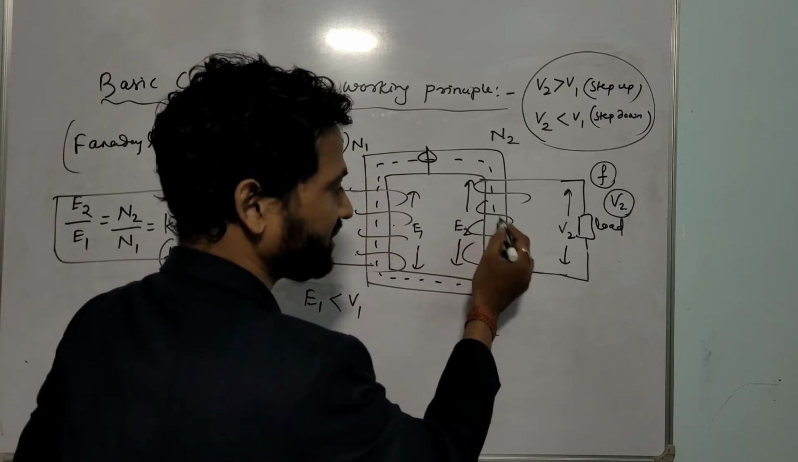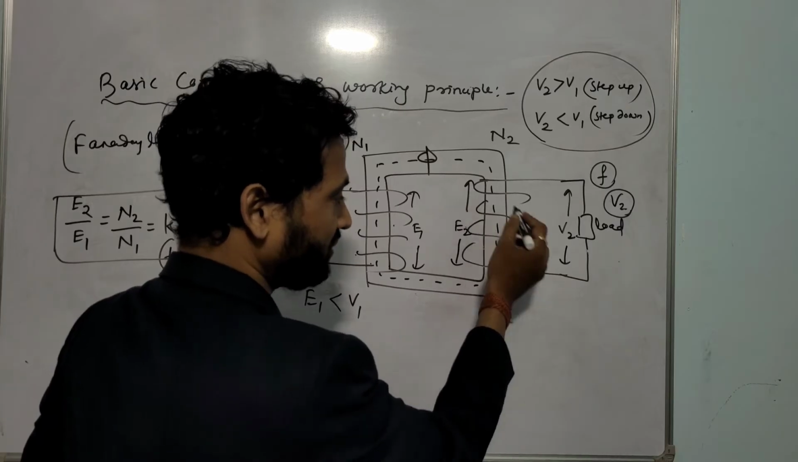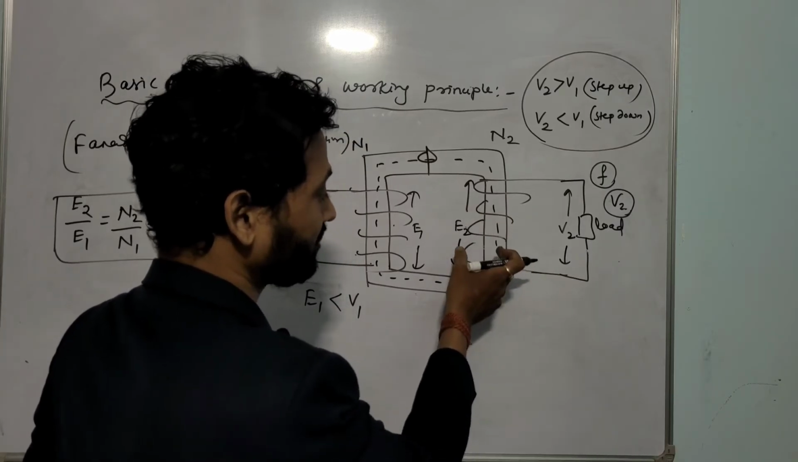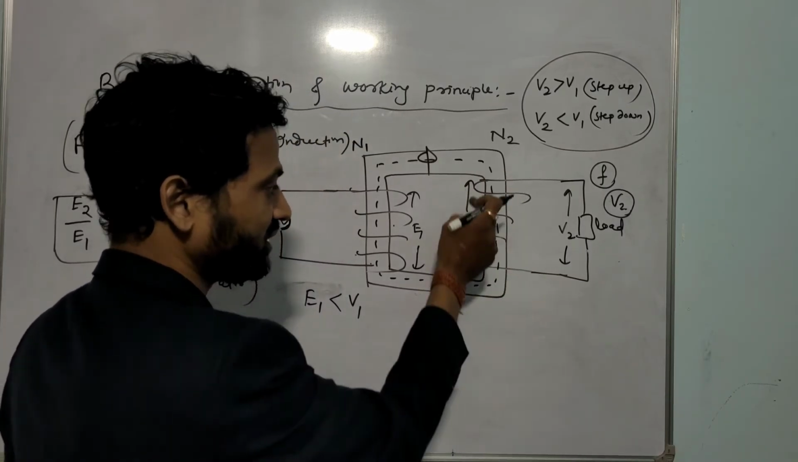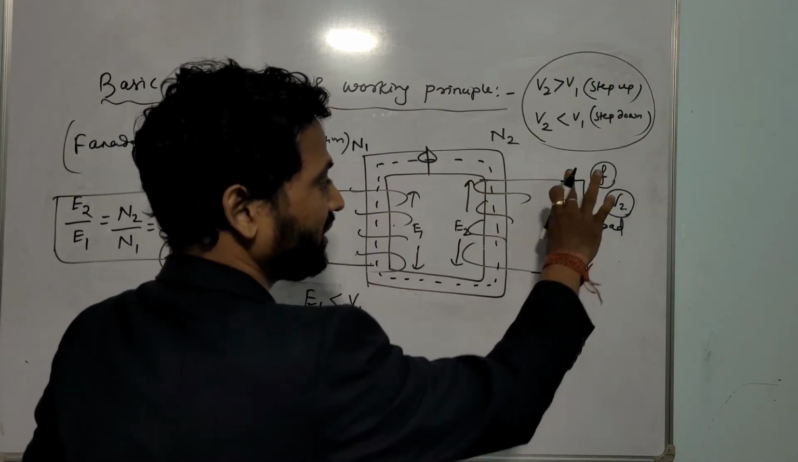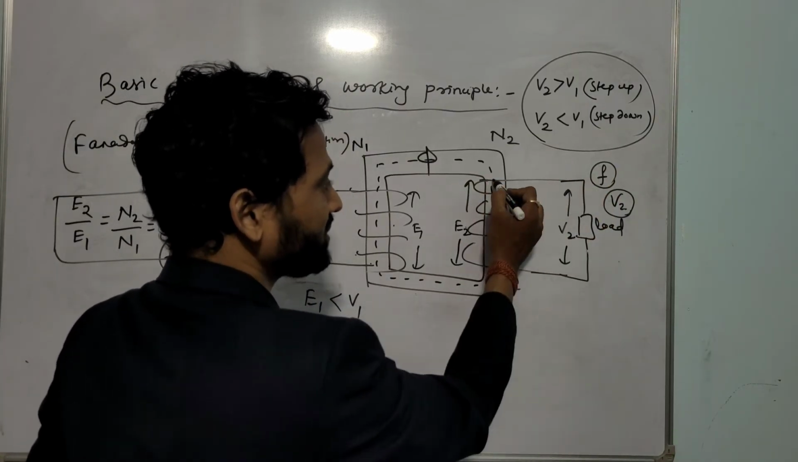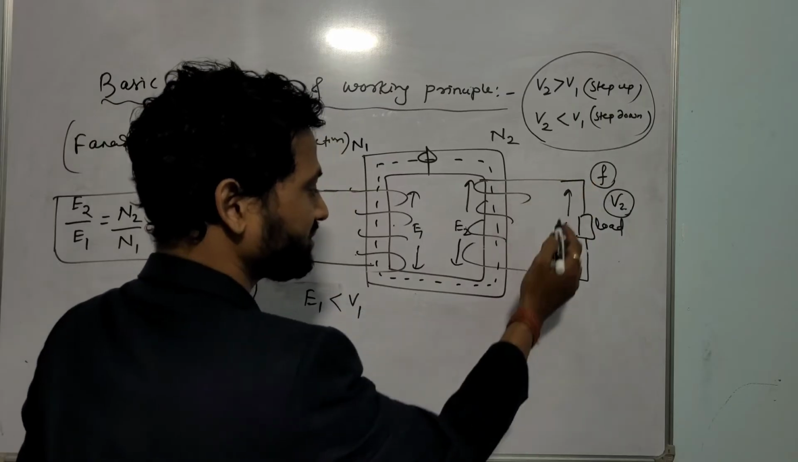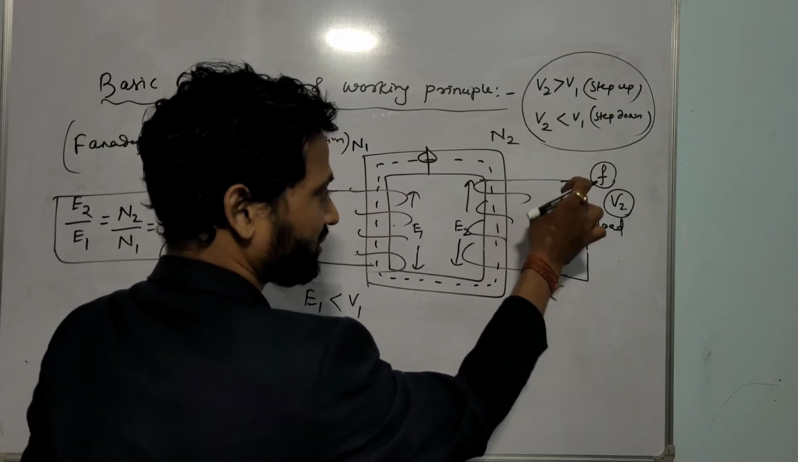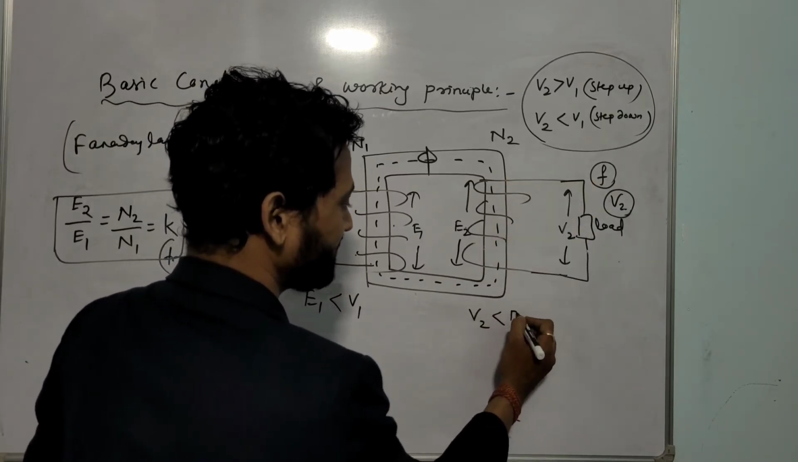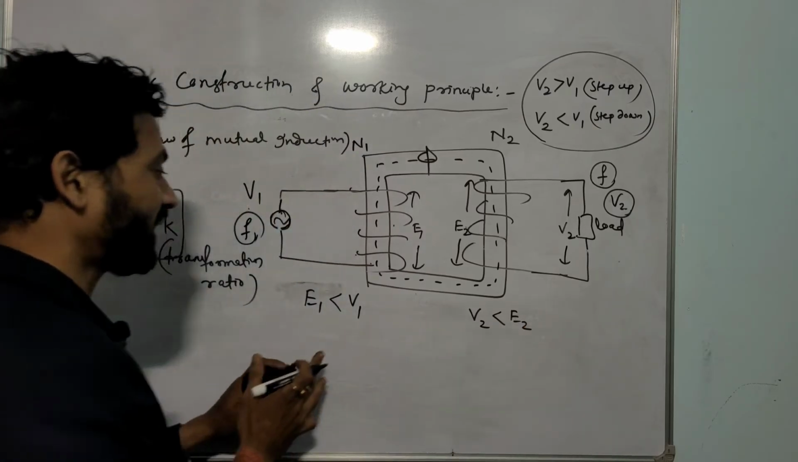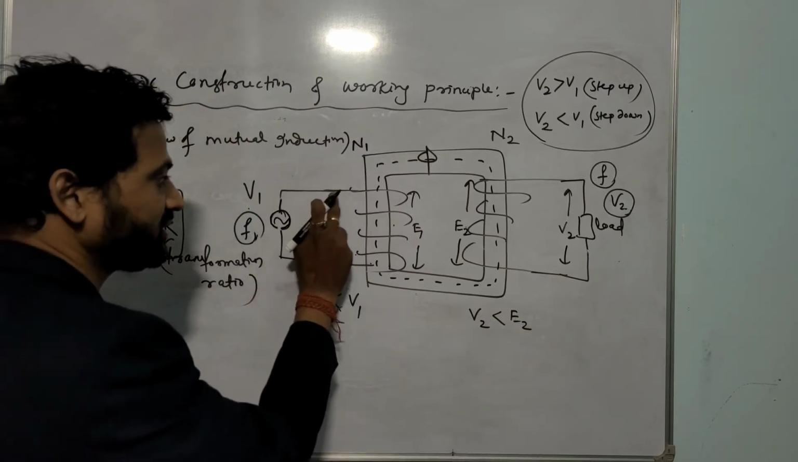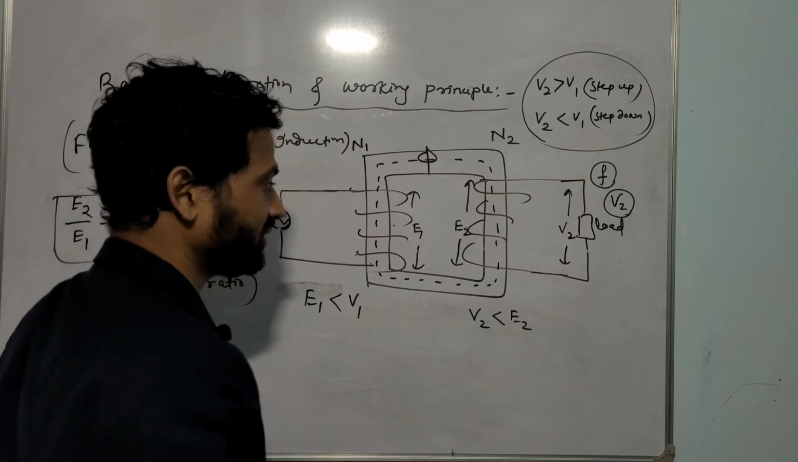Similarly, E2 is the generated EMF due to Faraday's law of electromagnetic induction, and V2 is the output voltage. Due to some resistance and reactance of the winding, some voltage will drop. So we can say V2 will be less than E2. That is the practical transformer. That means we are considering the resistance and reactance of the winding.